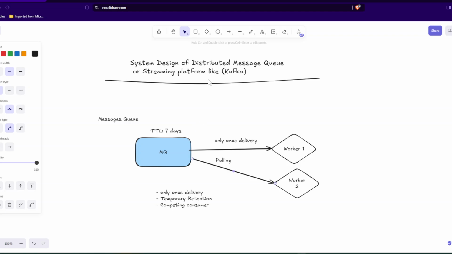Now suppose there is a certain message that is coming, and this message is to be delivered to worker 1 or worker 2. So both of them will keep on polling, and whoever gets the message first, suppose worker 1 gets to poll it first, it will be sitting with worker 1. In case worker 2 polls it first, it will be there in worker 2. So it will not be available for the other worker.